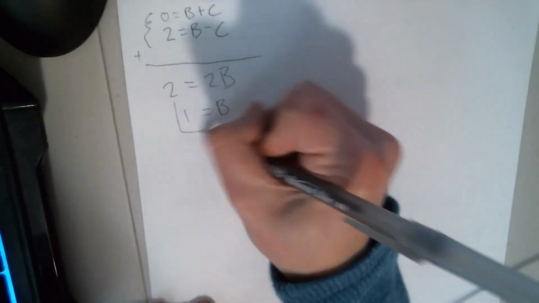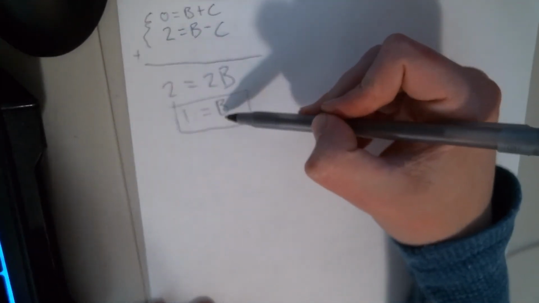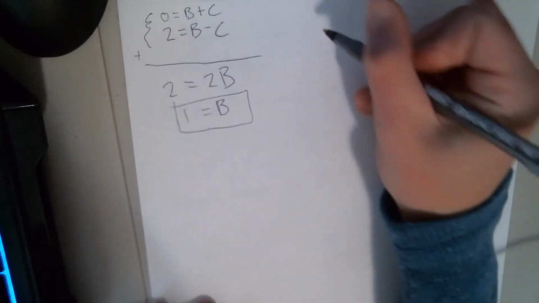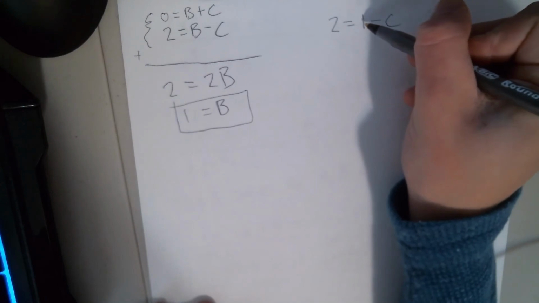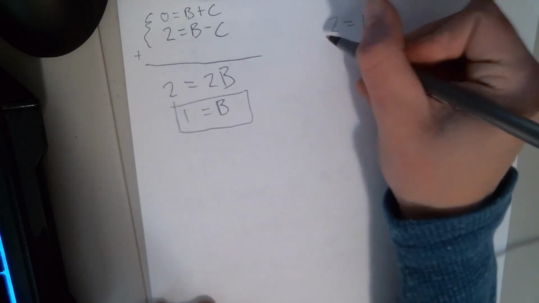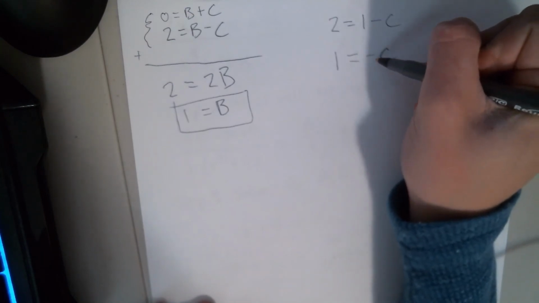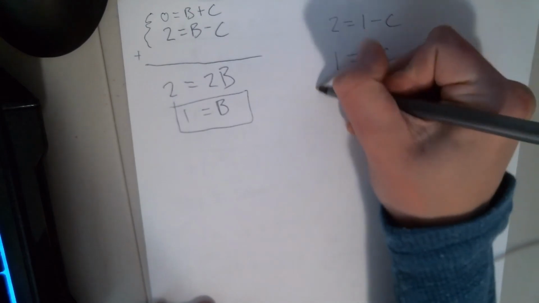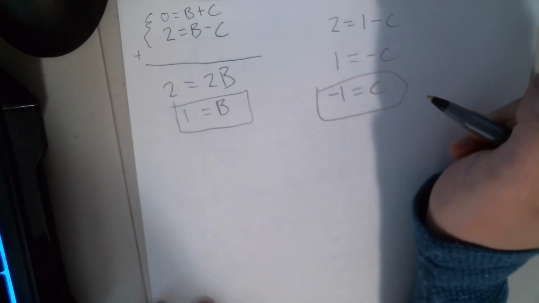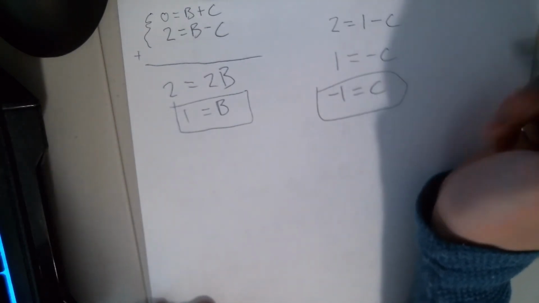That's good. Now, we just need c. So I plug back in b. We get 2 equals 1 minus c. So I could subtract 1 over. I get 1 equals negative c. And then times that negative over. So -1 is c. So we just found a, b, and c.